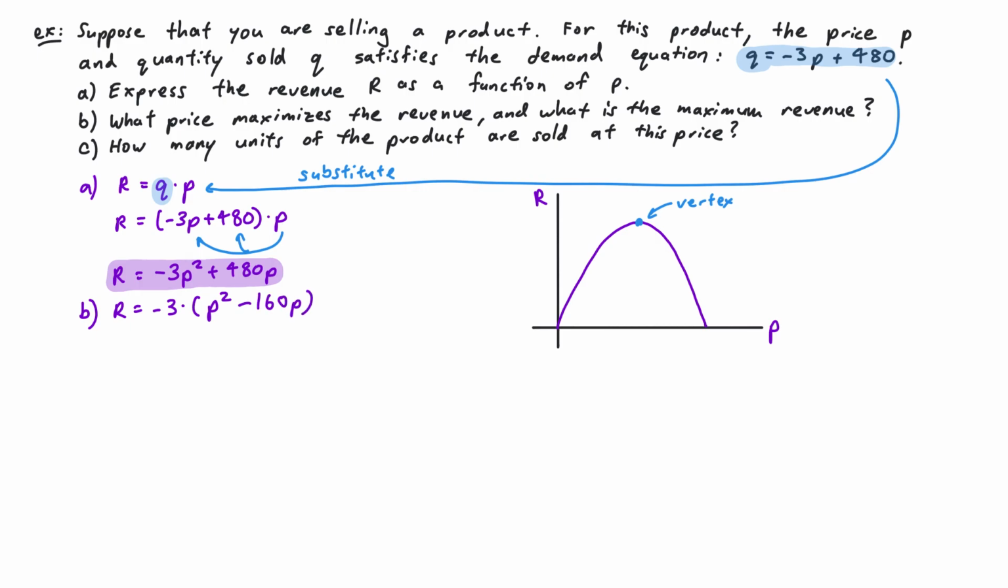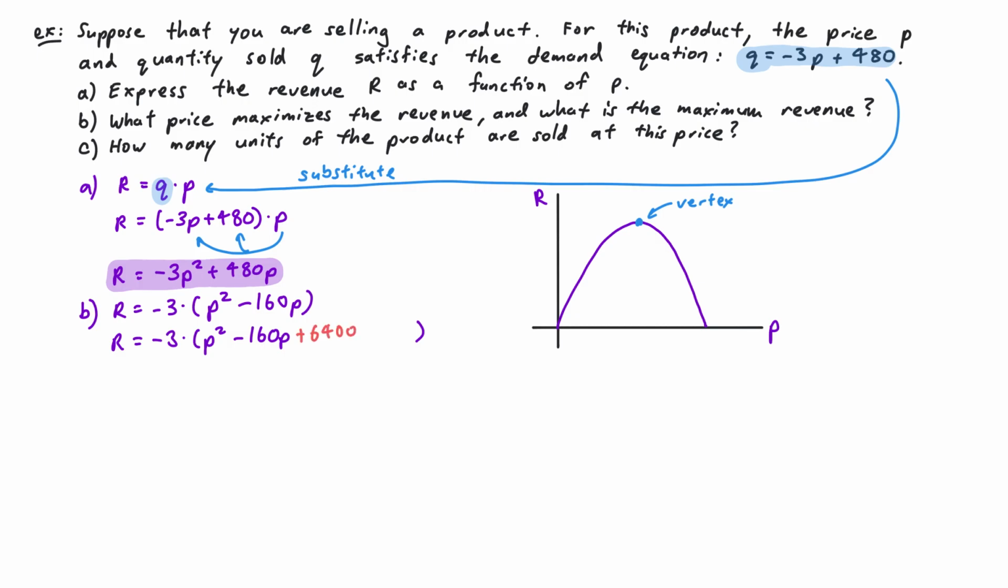Our next step is to complete the square. So rewrite this as R equals -3 times (P² - 160P), but leave yourself a little bit of space before you close the parentheses. Now to complete the square, we want to look at the -160 here. We want to divide that by 2 and square the result. So -160 divided by 2 gives us -80, and (-80)² gives us positive 6,400.